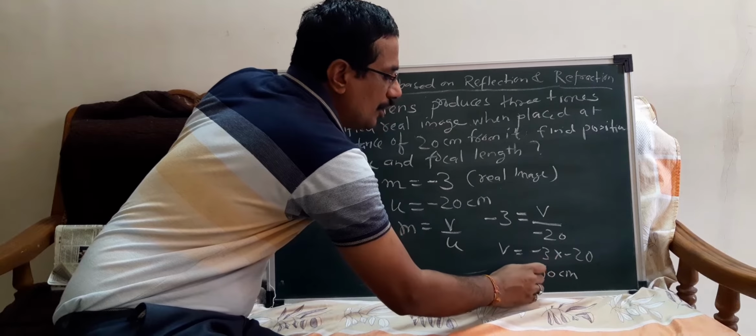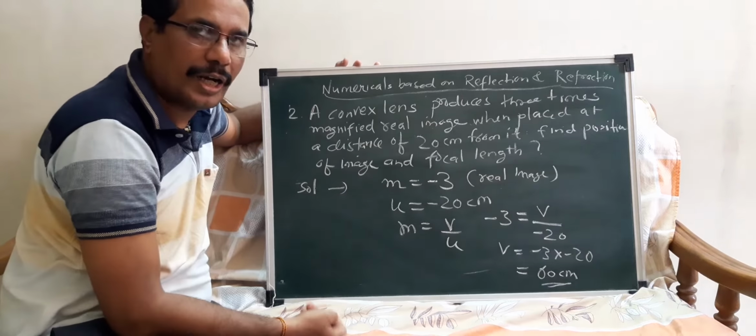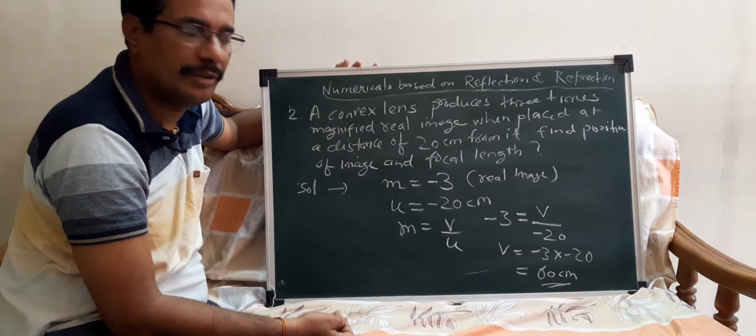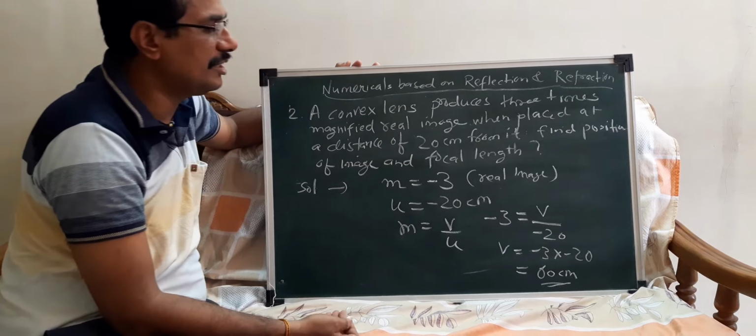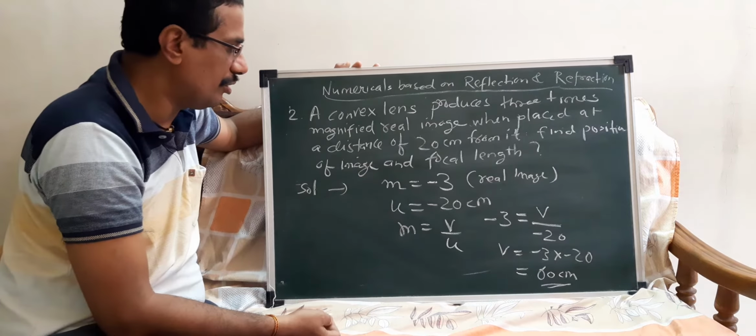Now it is positive 60. Positive 60 means the image is formed on the right side, and on the right side we all know a convex lens produces a real image. So you got the answer, v equal to 60 centimeter. That is the correct answer. The real image, you got it.